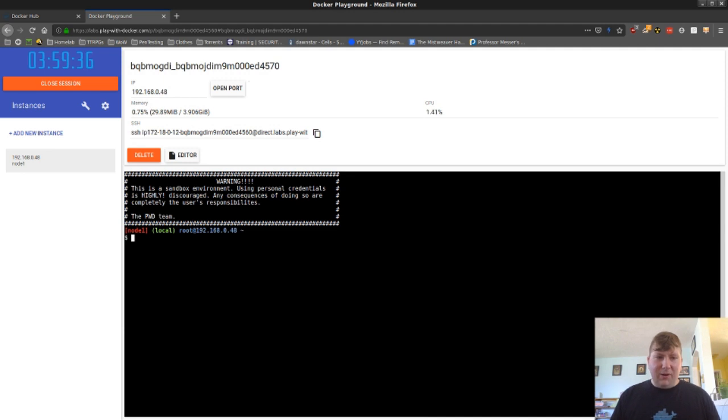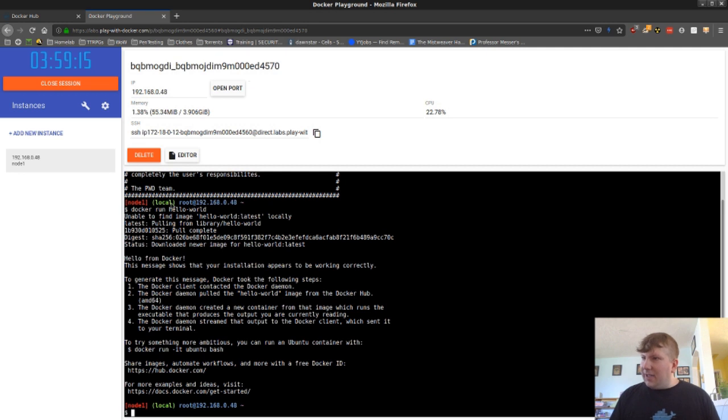So now that we are logged in, we've got our Play with Docker instance ready, let's run our very first container. So we're going to click into the instance here just to make sure we're typing in the right screen. And we're going to run our first Docker command, which is docker run hello-world. And press enter. And it's going to spit out some text for us here. And we'll look at this line by line.